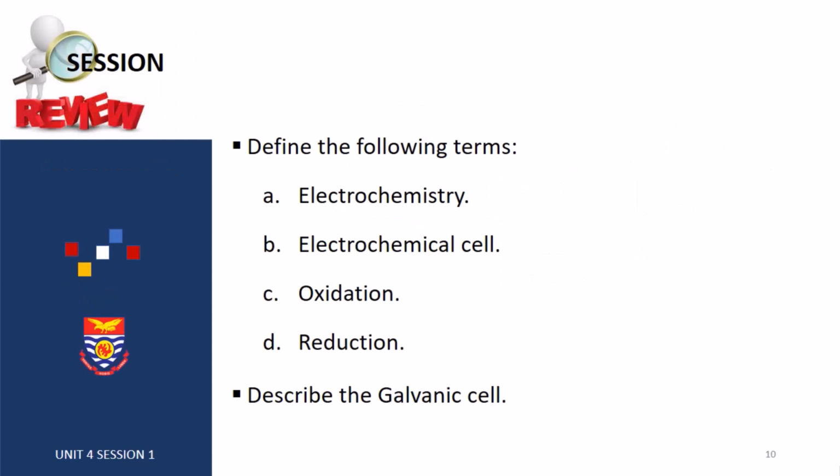So in this particular session, you've been able to look at what electrochemistry is, electrochemical cell, oxidation, reduction, and then the galvanic cell. So as a session review, define the following terms: electrochemistry, electrochemical cell, oxidation, reduction, and then try as much as possible to describe the galvanic cell.